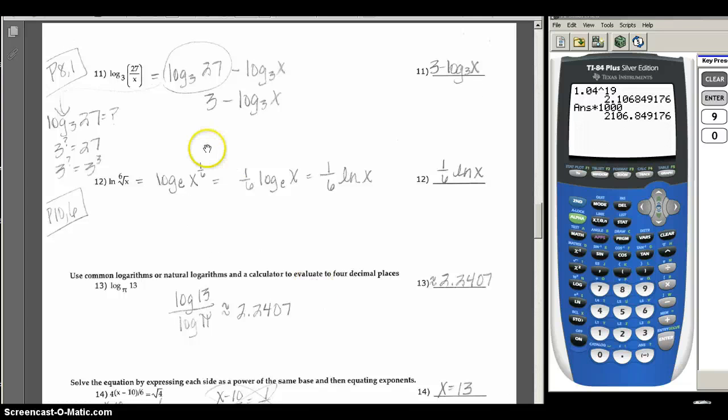Number 11, same type of problem, just instead of using the product rule, I use the quotient rule. The process is the same. The only difference is we have a subtraction here instead of an addition.